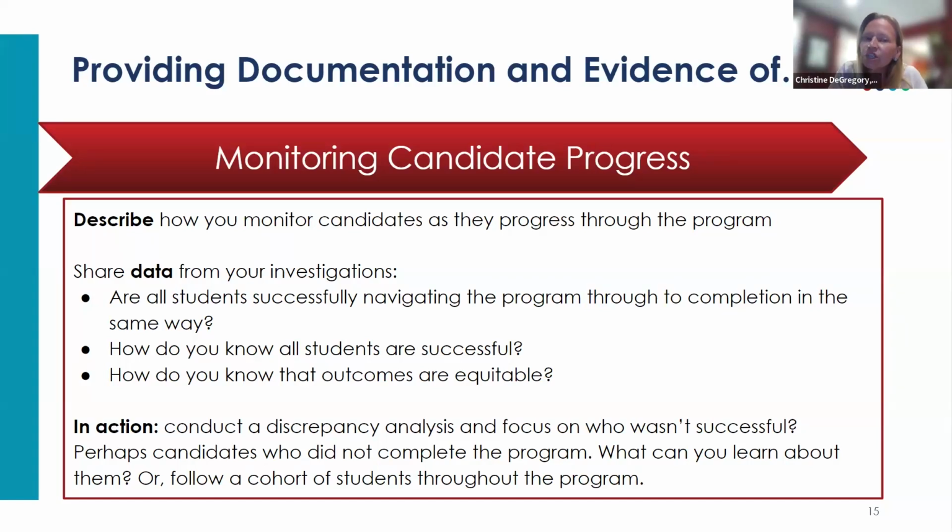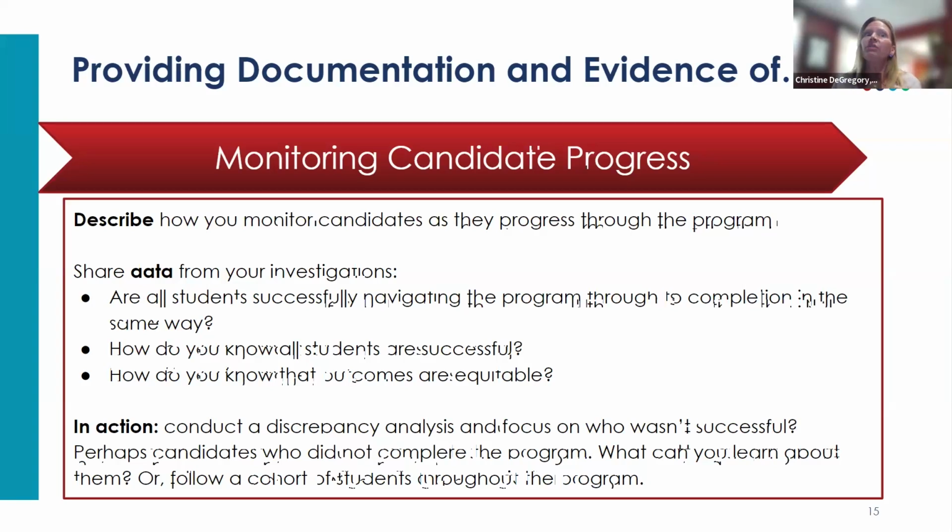Right? You need to ensure that throughout the way, however you're slicing and dicing your student population, it could be by modality of program delivery, it could be by some type of demographic characteristic, it could be by licensure area, right? Your early childhood versus your adolescent. Whatever it might be, however you're looking to see if there are any disparate outcomes, right? How do you know all those groups are being successful throughout the way?